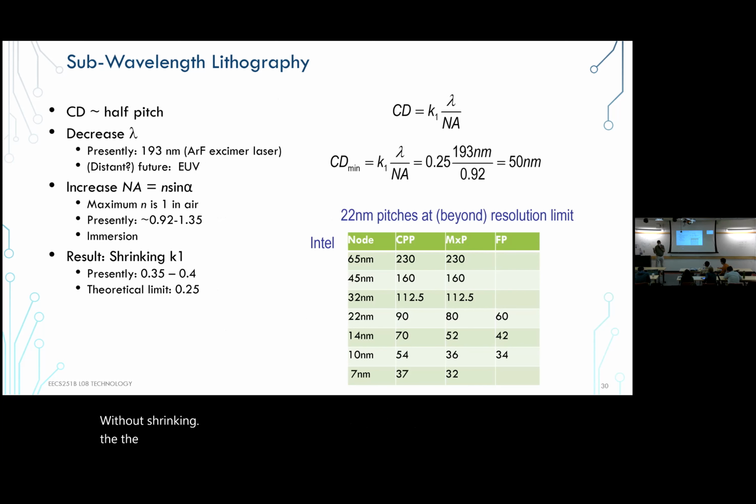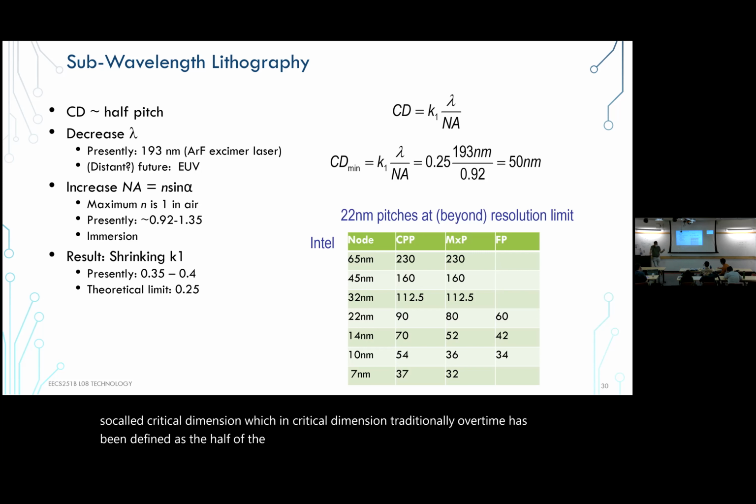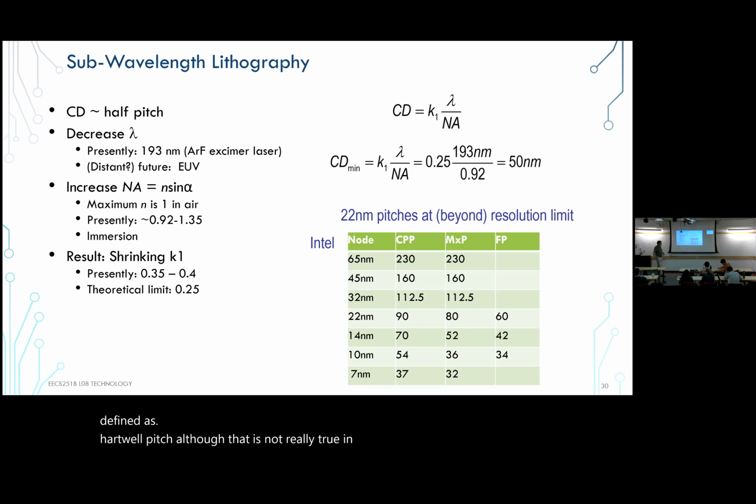And it has been really hard over the past 30 years. They haven't got it. So generally, when you look into lithography, the big thing that is defined is the so-called critical dimension, and critical dimension traditionally over time has been defined as half of the pitch. Typically, in older design rules, poly length was half of the pitch. So that's why traditionally CD has been defined as half of a pitch, although that is not really true in modern processes.